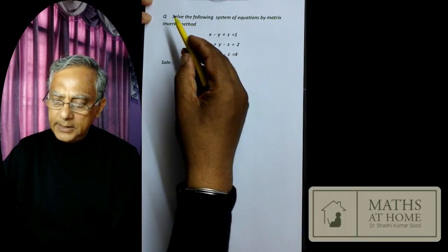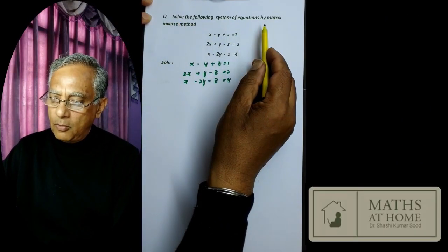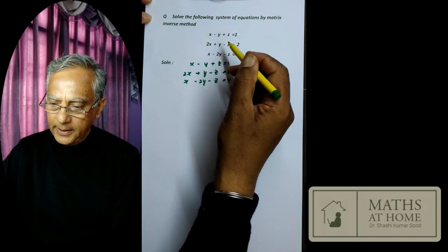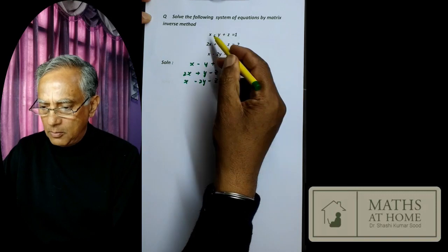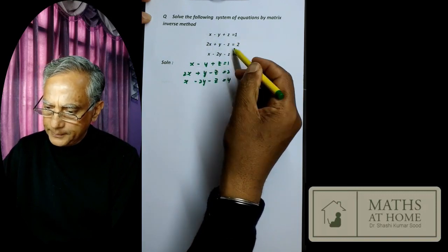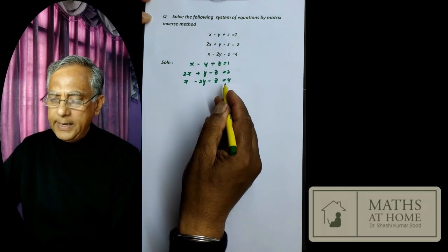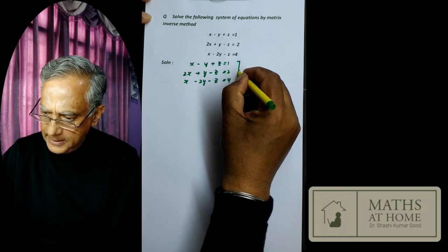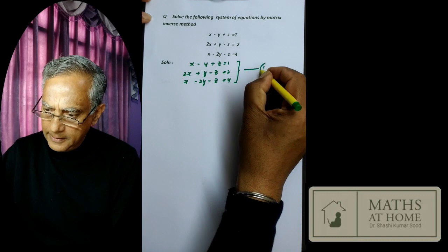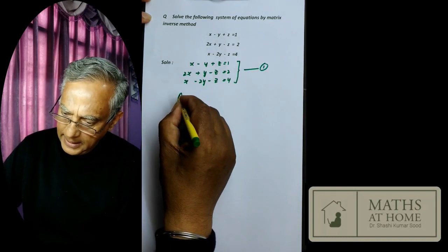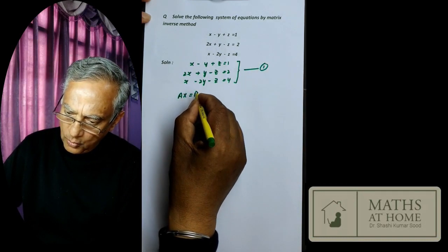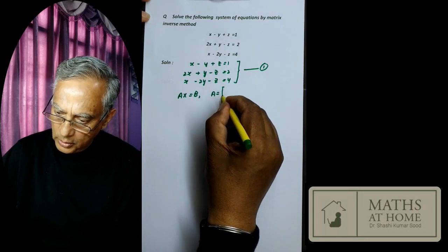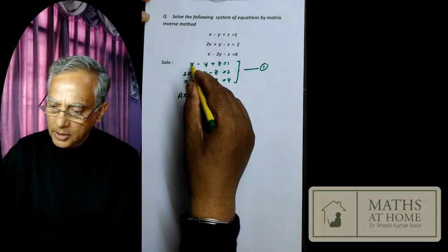Now next question is, solve the following system of equations by matrix inverse method. Now we are given this system of equations and we have to find the solution. Now this system of equations can in short be written as Ax equal to B, where A is equal to the coefficient matrix.